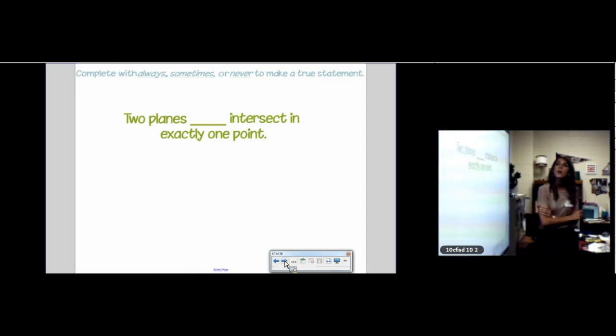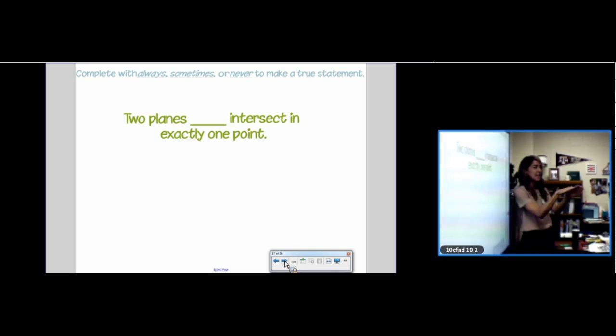Okay. Complete the sentence with always, sometimes, or never. 2 planes, always, sometimes, or never, intersect in exactly 1 point. Write it on your whiteboard. 2 planes intersect in a point. Good. Try again. Look at your little cheat sheet. Look at your notes. Good.